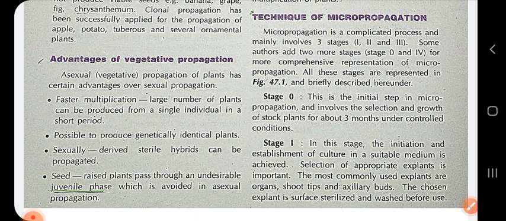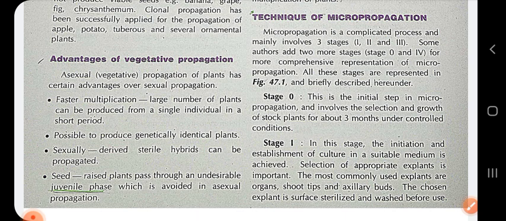We are sterilizing the equipment, we are sterilizing the explants, surface sterilization. Then within the laminar airflow, we are inoculating the explants in a suitable medium, aseptically. Then we store them in the culture rooms for their growth. So stage one is the stage of initiation and establishment of culture in a suitable medium.